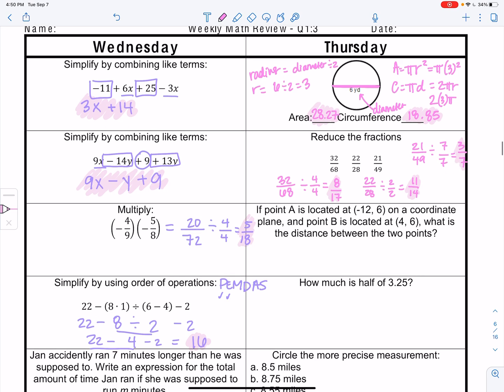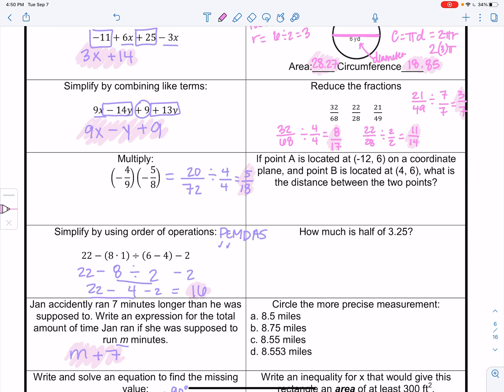Super easy. All right. If point A is located at negative 12, 6 on a coordinate plane, and point B is located there, what's the difference between the 2 points? All right, so what you need to know here is the distance formula. The distance is equal to the square root of the difference between the x values squared plus the difference between the y values squared. Okay?